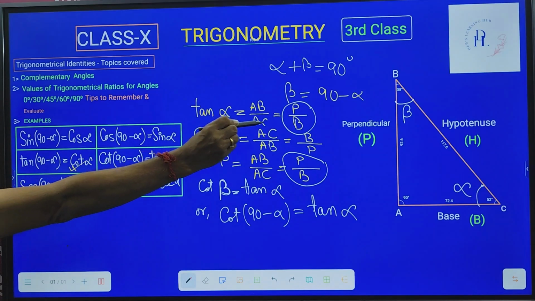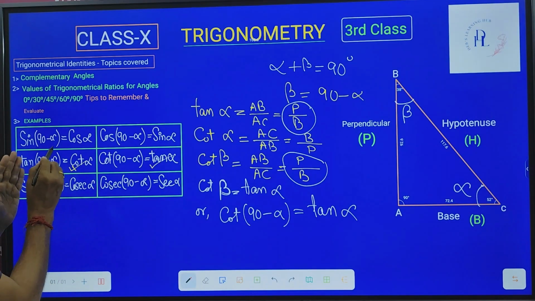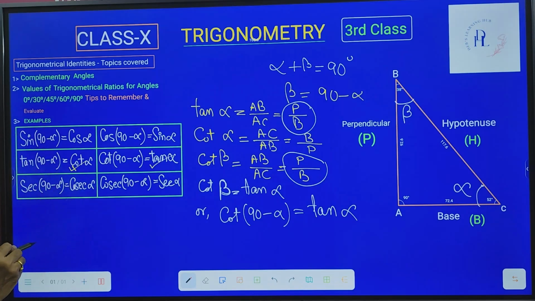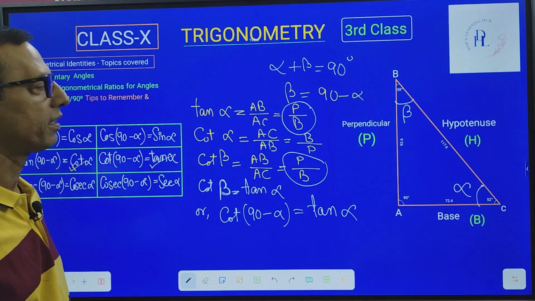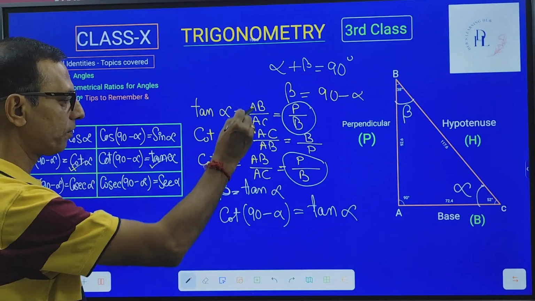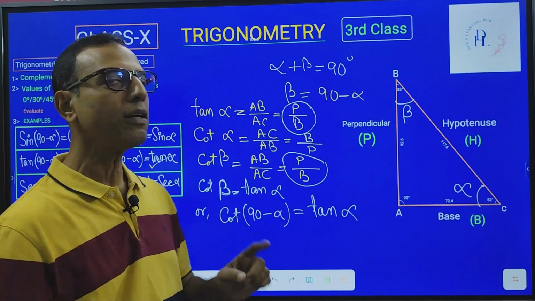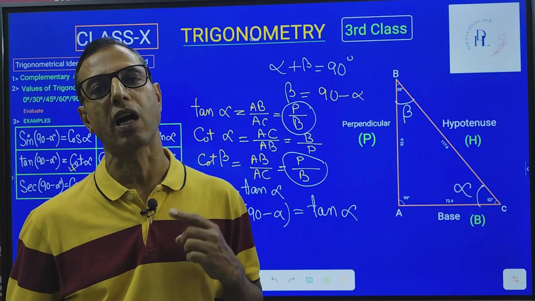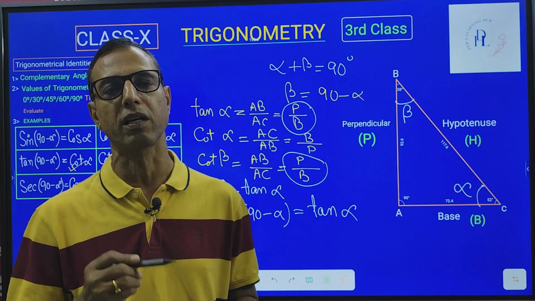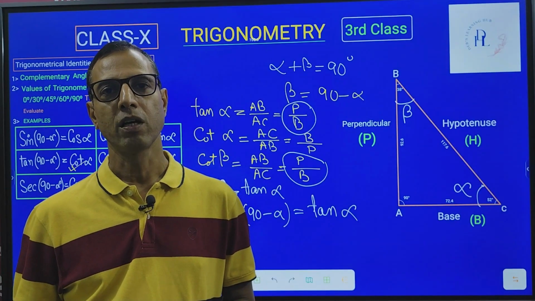Similarly, with respect to this particular triangle, tan beta equals cot alpha, that means tan of 90 minus alpha equals cot alpha. So where you are saying 90 minus alpha, that is actually beta. So sine beta equals cos alpha, alpha and beta being complementary angles. These are the formulas you can prove easily the way I have shown two formulas. Just one thing you need to remember, that perpendicular and base have relative position. Hypotenuse is always fixed, but perpendicular and base interchange based on the angle given.